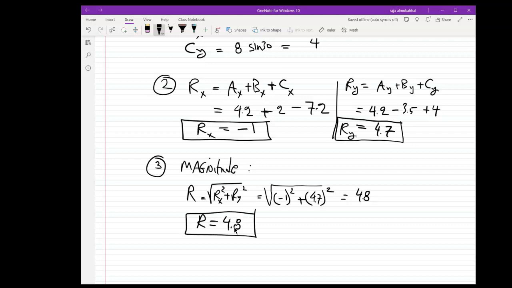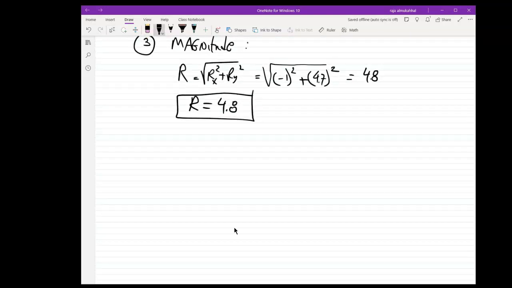I'll box it. And then the last step is the direction.